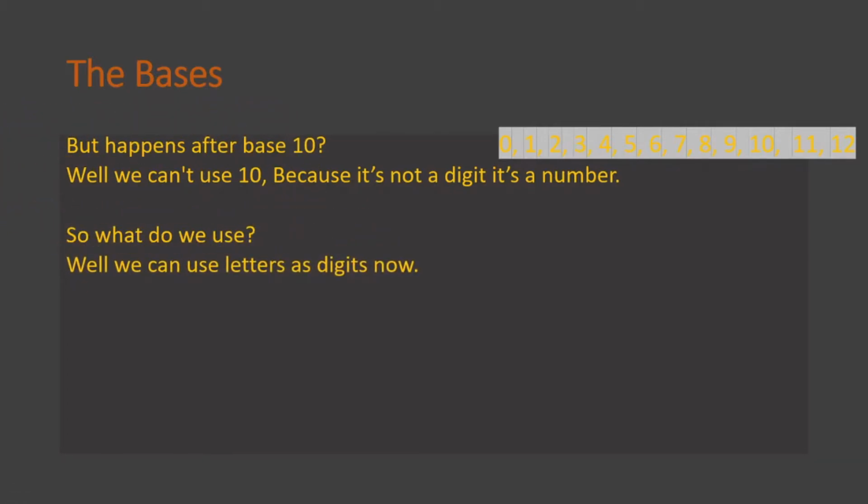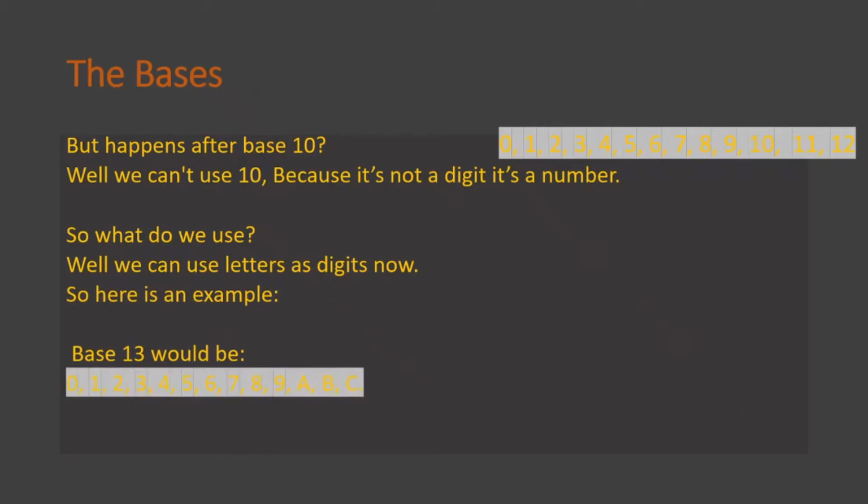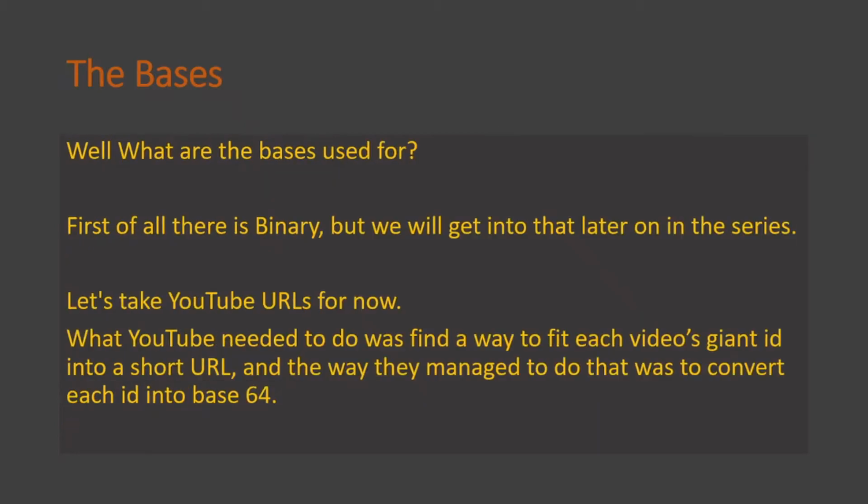Well, we can use letters as the digits, right? So A could be a digit now, like we're going to use here. So in base 13, like we were going over earlier, it would go to 8, 9, and then 10. The digit 10 is A, because it can't be 10 because 10 is 2 digits combined. So A, B, C. C would be 12, right here. And, well, what do we use them for, right? So let's see what they're used for.